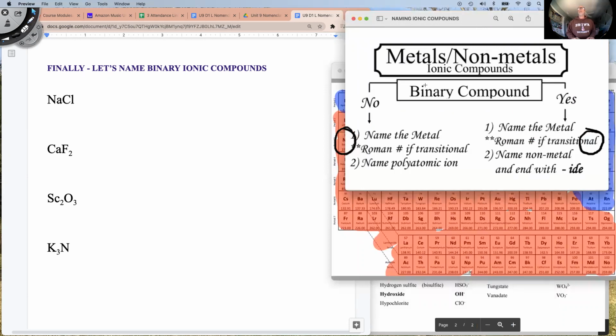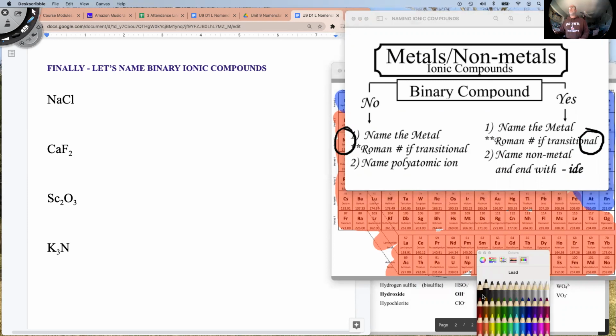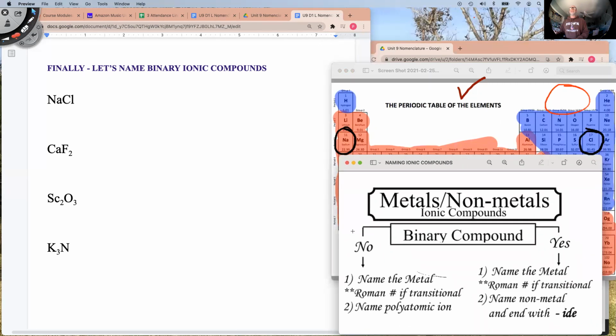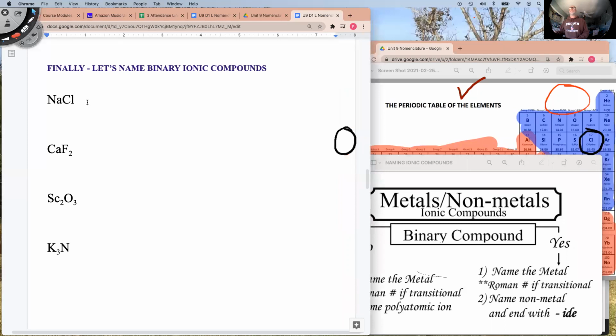Well, then we can use this. Is this binary? Are there only two? Yes. So we're going to come to the yes side. All right, so at this juncture, we've checked off, is it binary? Yes. First thing we do is we name the metal. So what is the name of this metal? So I'll move this down so we can see. The Na is named sodium.